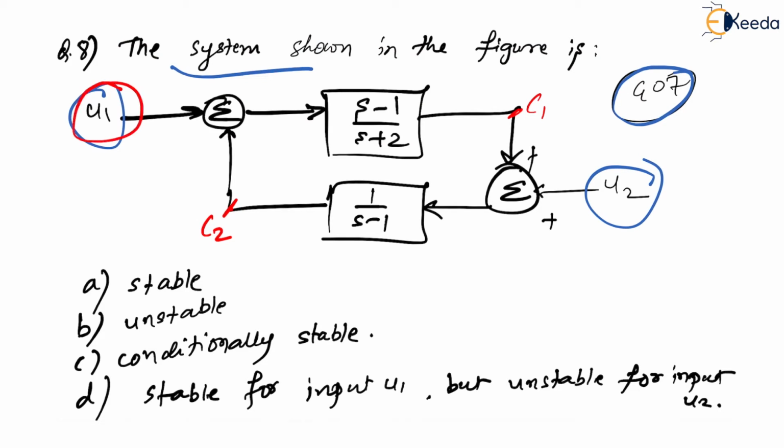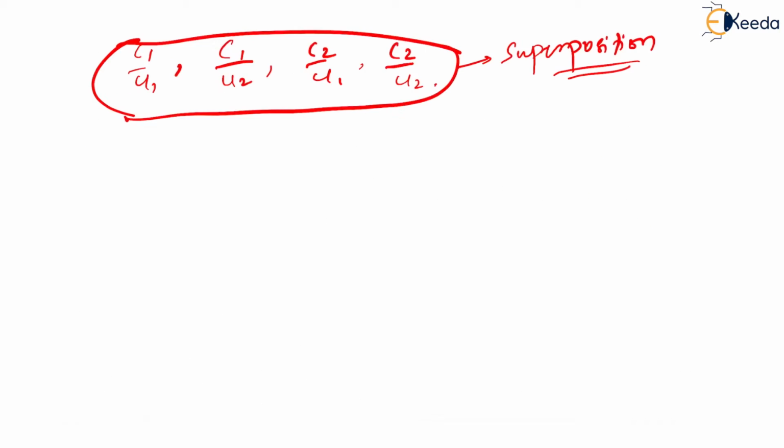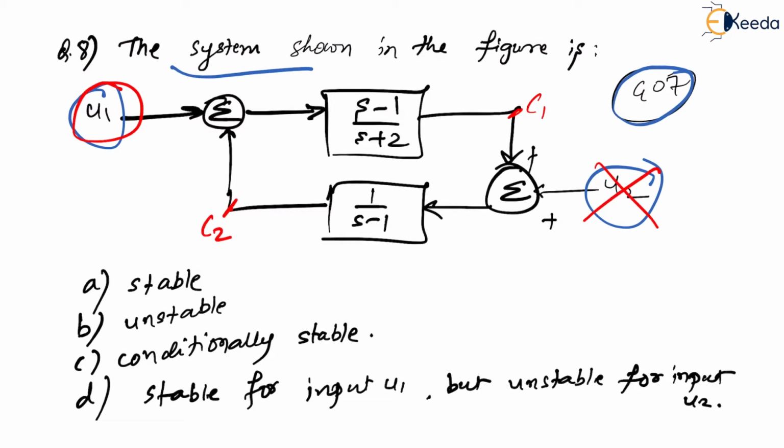Which means what will happen is, for example, if I am talking about only U1, then I will deactivate U2, correct? It's gone, let us say, from the picture. Now, what happens? For example, U1 is activated, U1 is active, and I'm supposed to find, let us say, C1 by U1. What do I do then?